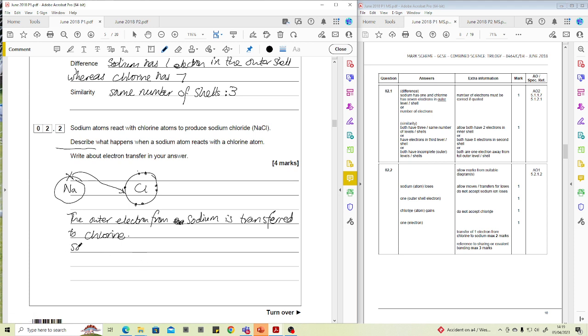But sodium loses 1 electron and chlorine gains 1 electron. But on other mark schemes we might need to talk about what is formed.